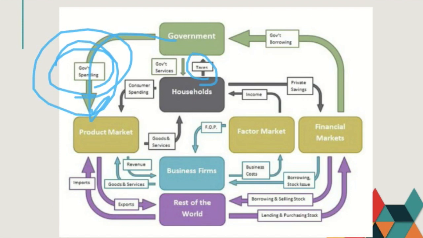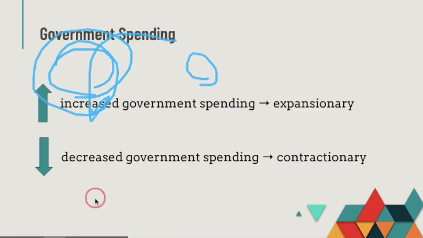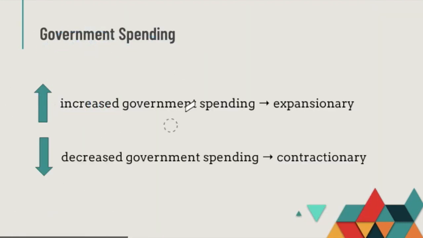So increased government spending puts more money into the economy, which means it's going to be expansionary. It's going to be done to combat recessions. It's going to lower unemployment and increase inflation.